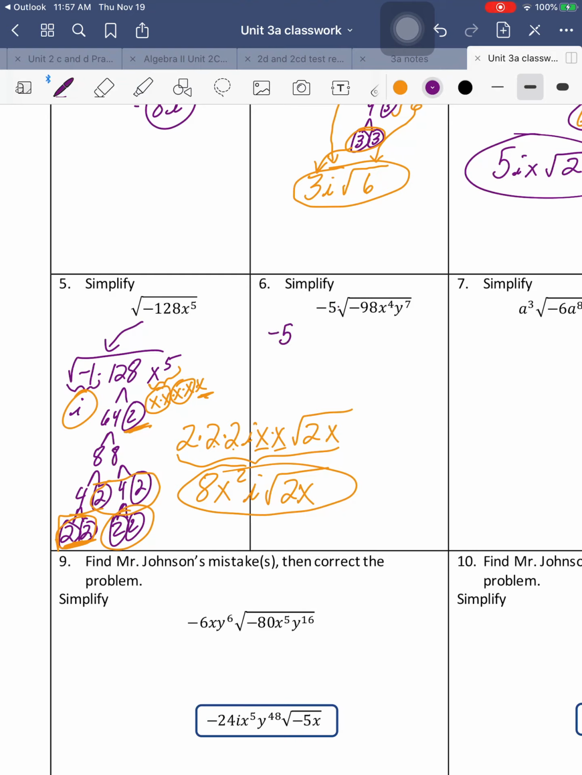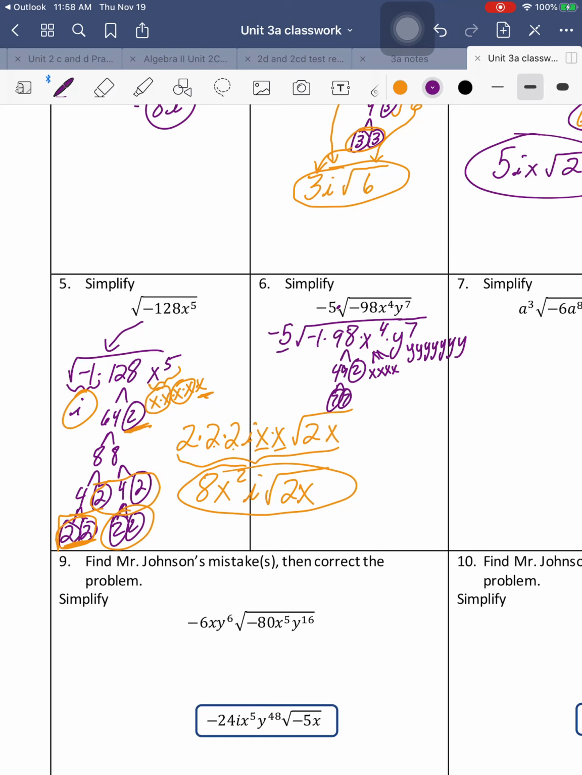All right, next one, we have -5 on the outside. That's going to stay on the outside. There's a multiplication there. And we have the square root of -1 times 98 times x to the 4th times y to the 7th. So 98 is 49 and 2, 7 and 7. So 7's our prime, 2 is prime. x to the 4th, that's 4 x's. y to the 7th, if you want to write them all out, 2, 3, 4, 5, 6, 7. You don't have to. If you can do this in your head, that'd be awesome too.